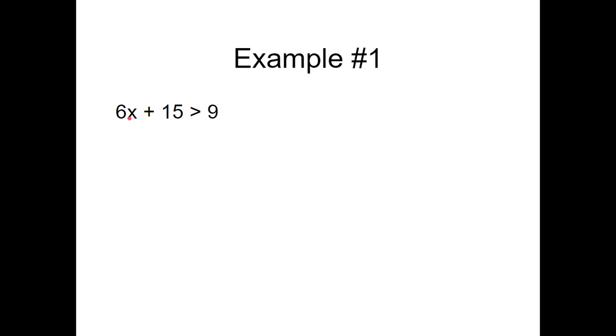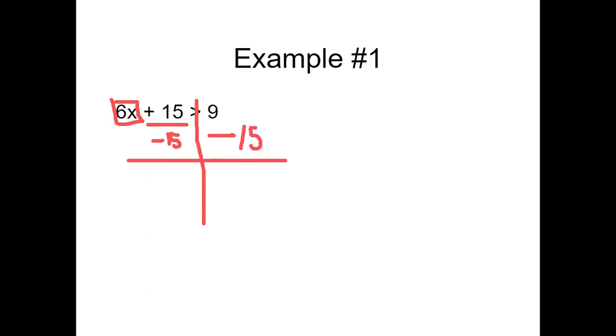First example, I would say this as 6 times x plus 15 is greater than 9. I'm going to draw my river down the middle of my inequality symbol. I'm going to box up my variable, which is 6x, and all I'm left with is plus 15. What's the opposite of plus 15? Minus 15. So I'm going to subtract 15 from both sides. In my calculator, I'm putting 9 minus 15, and I end up with negative 6.